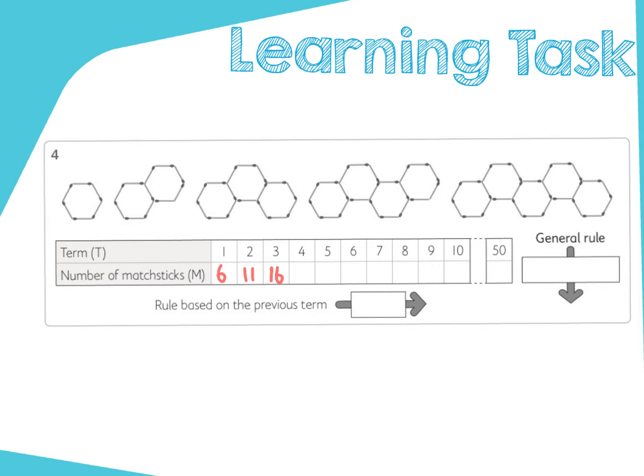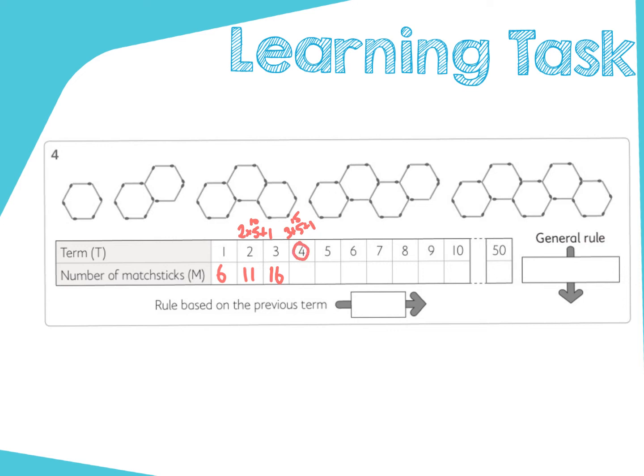So if I look at it, I'm going to say, well, for term 2, it could be 2 times 5 plus 1. I'm going to have a guess. Is it 2 times 5 plus 1? 2 times 5 is 10, plus 1 is 11. So that general rule works there. Now let's look at this one. 3 times 5 plus 1. Let's have a look. 3 times 5 is 15, and then I add that extra 1, okay? That gives me 16, all right?